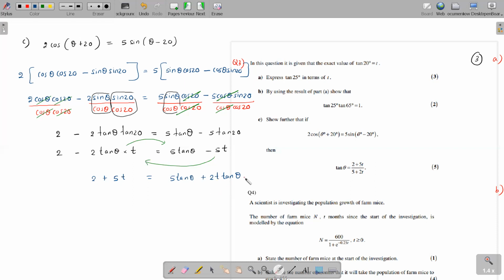Can you all see what I'm going to do next? Take tan theta out from 5 plus 2t, and you get tan theta equals (2 + 5t) over (5 + 2t), which is exactly our show that for 5 marks. Can you all see? That is the end of question number 3.